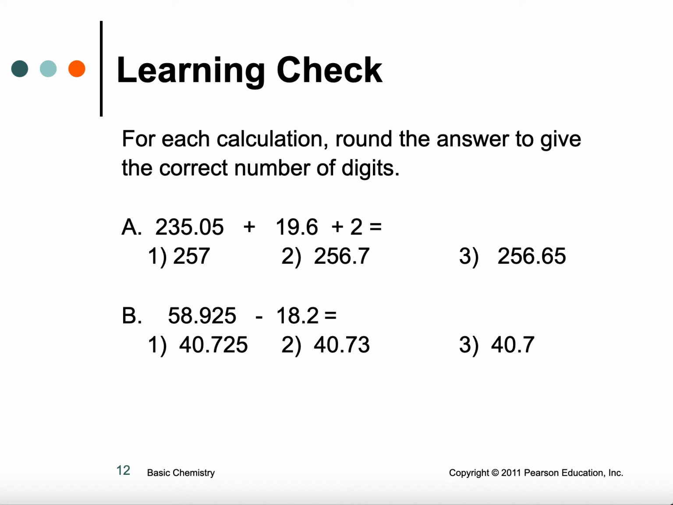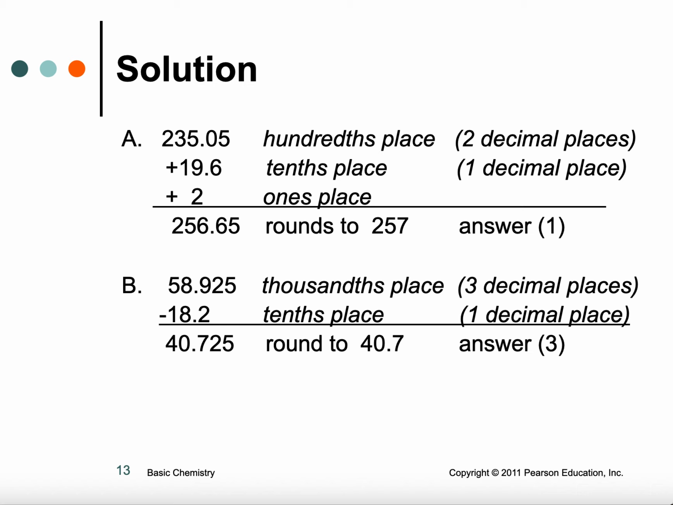What about the second one? I have 5 significant figures, but it's significant to the thousandths place. That 5 is in the thousandths place. The 2 in the 18.2 is to the tenths. That means my answer has to be to the tenths place. So which one is to the tenths? 3. So B would be 40.7, to the tenths place. Okay, we'll do some examples with this in class, but hopefully this will give you some idea so that you can come slightly prepared.